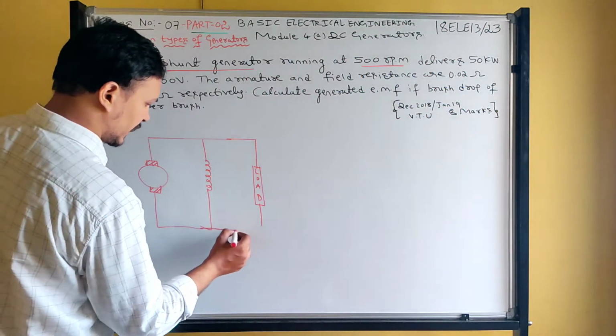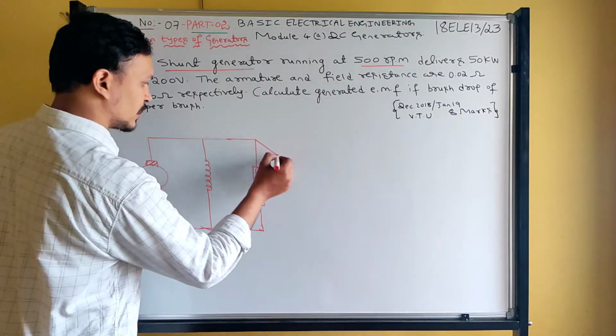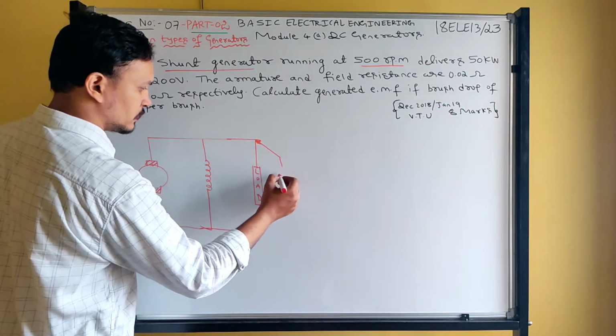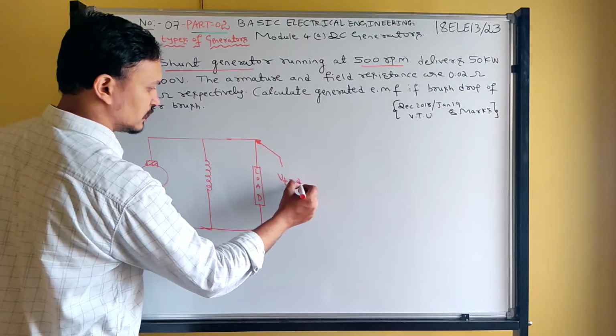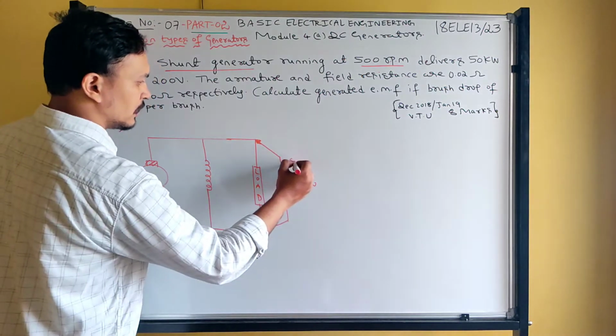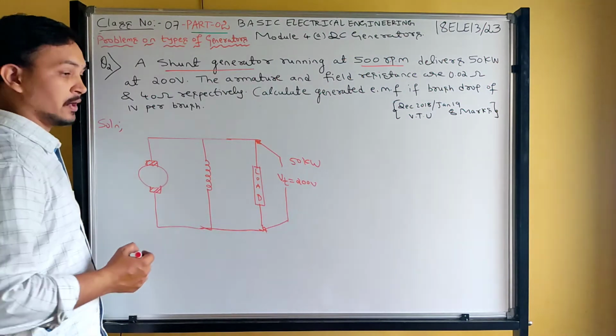So how much you practice, once you understand, the next step is you should practice more and more, till that is fixed in your mind. So what is the Vt given? 200 volts. The terminal voltage is 200 and the output power, delivered power, is 50 kilowatt.